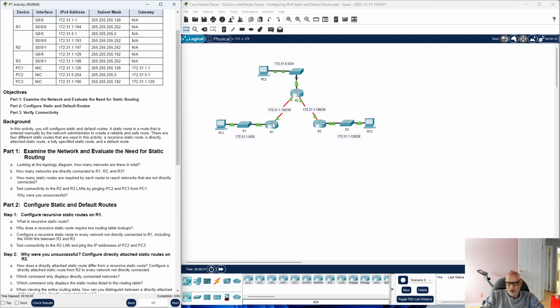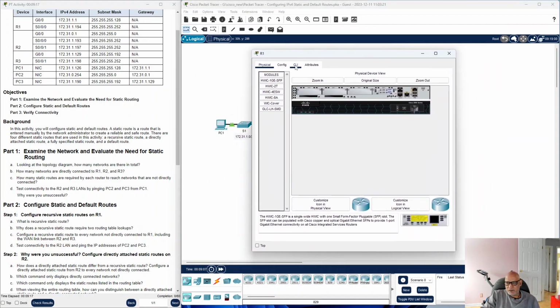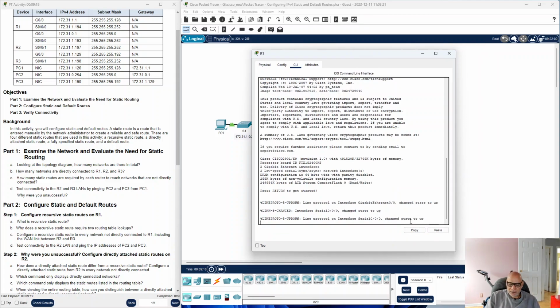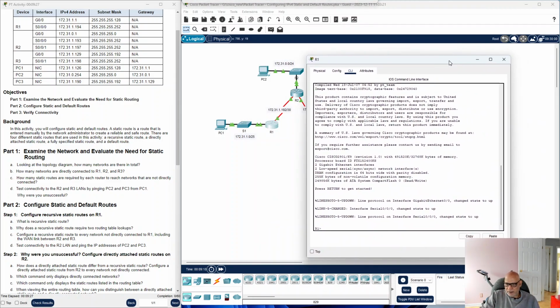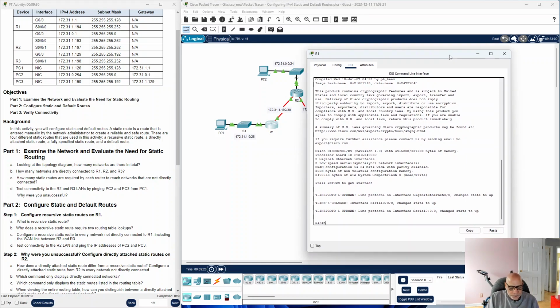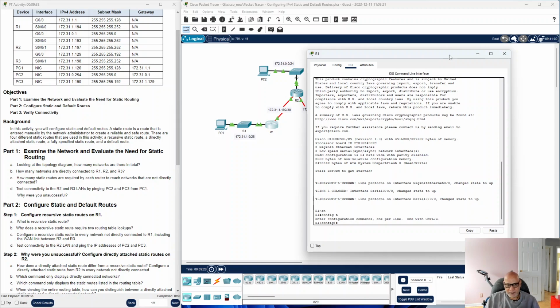So let's start. We click on R1 and go to the CLI. To configure a static route, you need to go to global configuration mode. The command to create a static route is ip route.